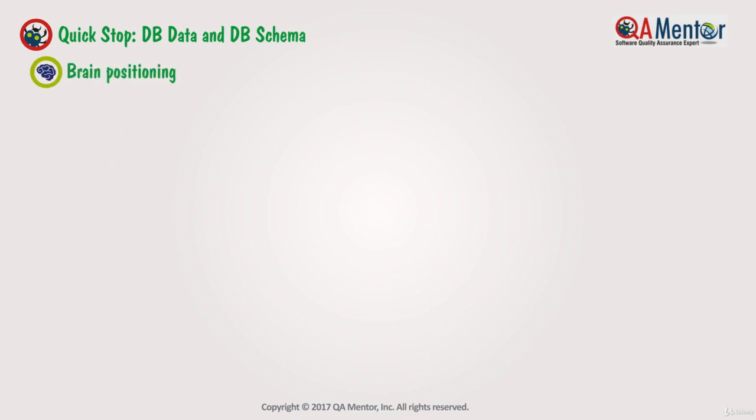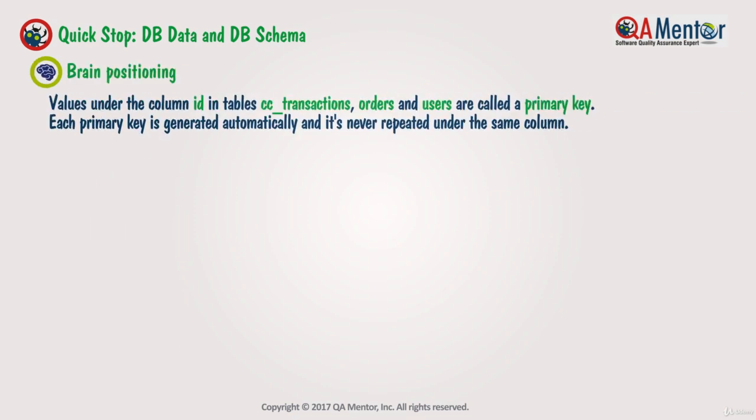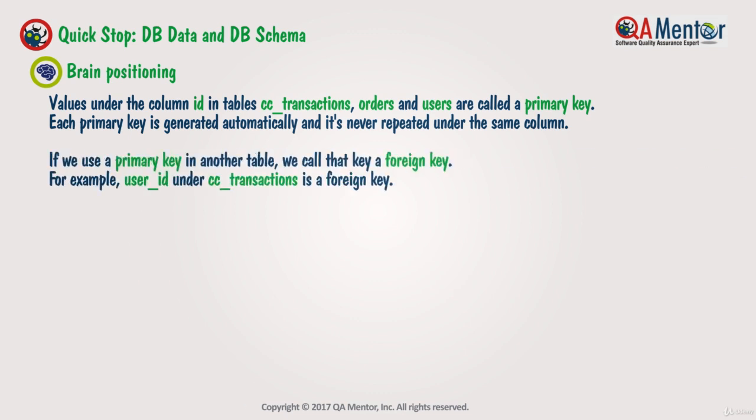Values under the column ID in tables CC Transactions, Orders, and Users are called a primary key. Each primary key is generated automatically, and it's never repeated under the same column. If we use a primary key in another table, we call that key a foreign key. For example, User ID under CC Transactions is a foreign key.